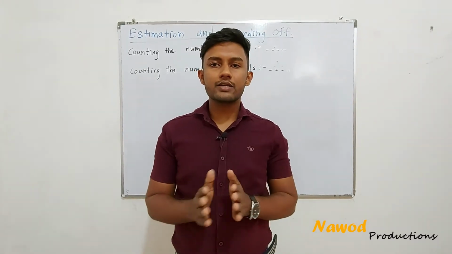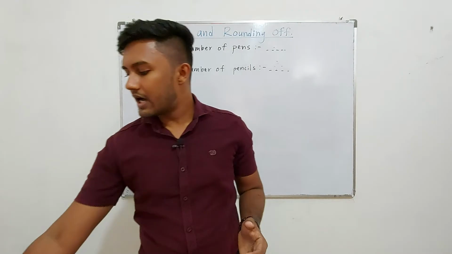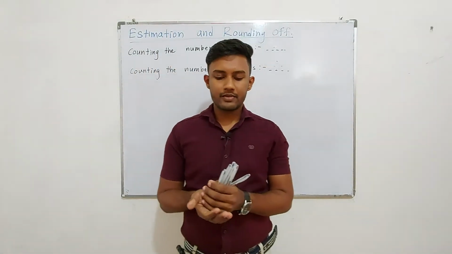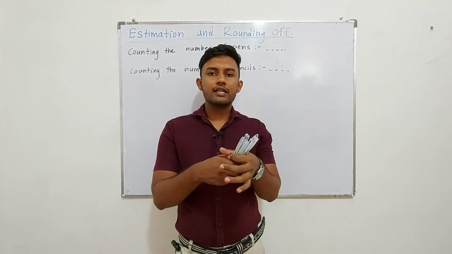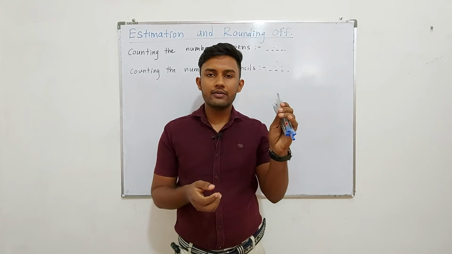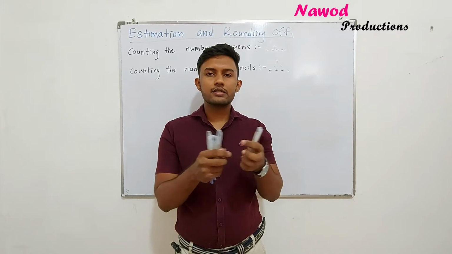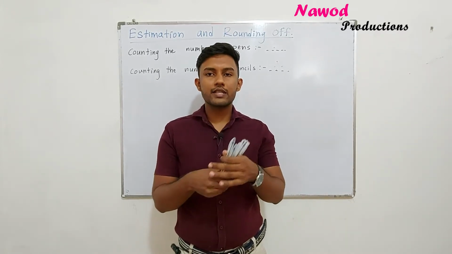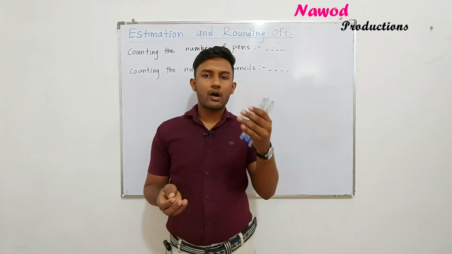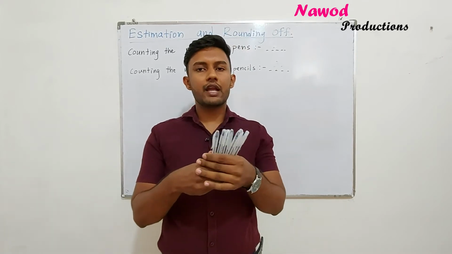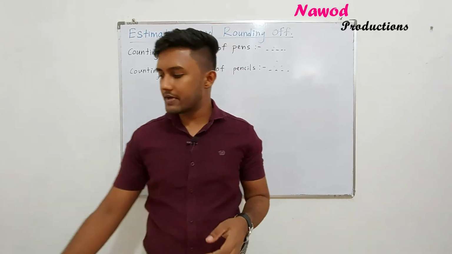Before that, I would like to tell you something by demonstrating some things. I have some pens on my hand. Can we count exactly the number of pens I have? Yes, 1, 2, 3, 4, 5, 6, 7. Exactly we have 7 pens. Here we don't want to do an estimation to count the number of pens, because easily we can find the number of pens, and also we can count them very easily.